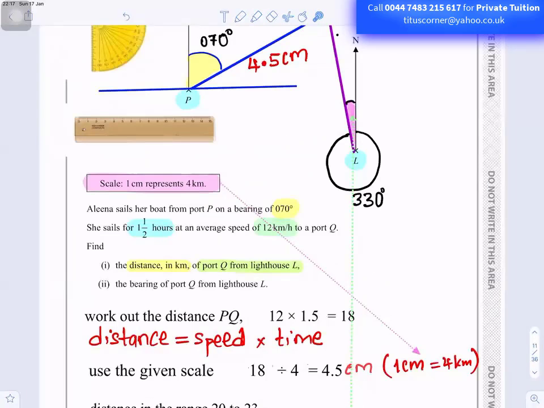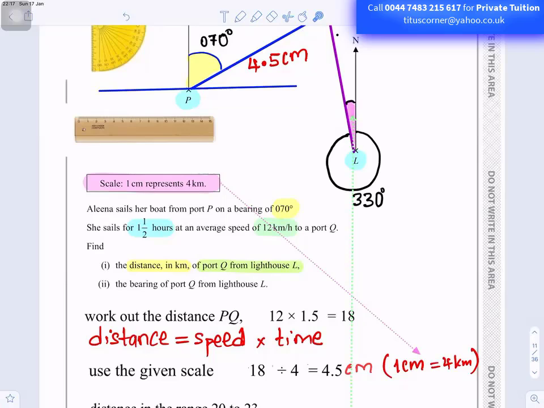It tells us that she sails for 1.5 hours at a speed of 12 kilometers per hour. So we want to find the distance. Distance is speed times time. So work out the distance PQ. The speed is 12 kilometers per hour and the time is 1.5. So 12 times 1.5 gives you 18 kilometers.